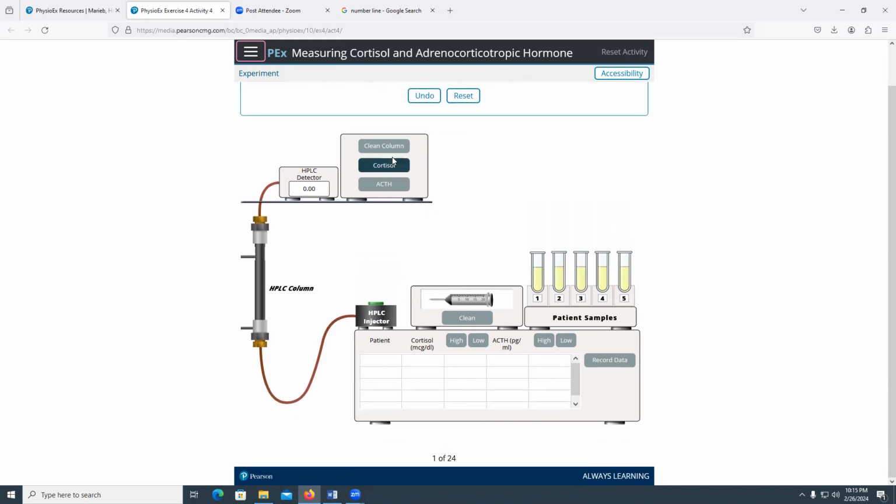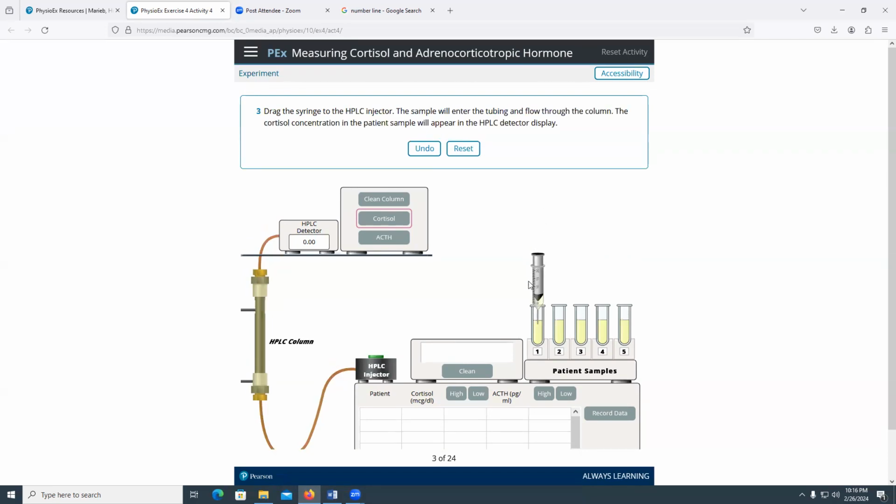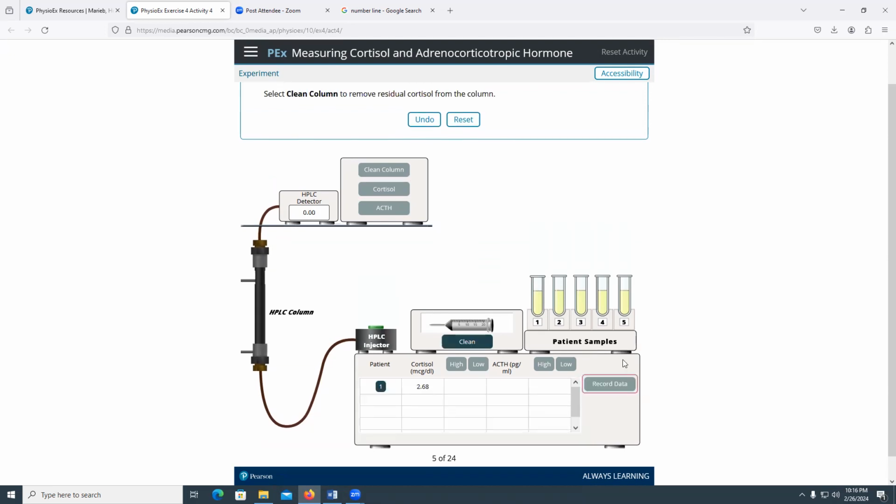Okay, select the cortisol to prepare the column for the separation and measurement of cortisol. So we choose cortisol. Okay, drag the syringe to the first tube to fill the syringe with plasma isolated from the first patient. So we have filled the syringe with the plasma from patient number one in test tube number one. Then drag the syringe to the HPLC injector. The sample will enter the tubing and flow through the column. The cortisol concentration in the patient sample will be recorded. Okay, then select record data. So now I have recorded micrograms per deciliter of cortisol in patient number one.